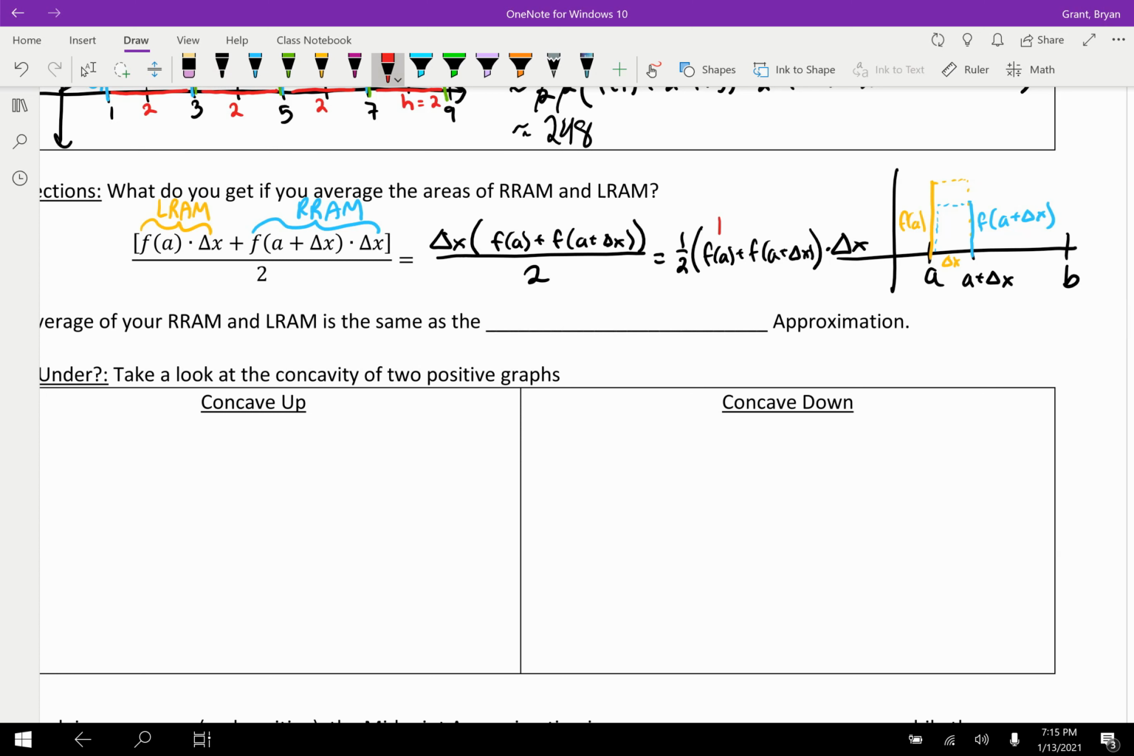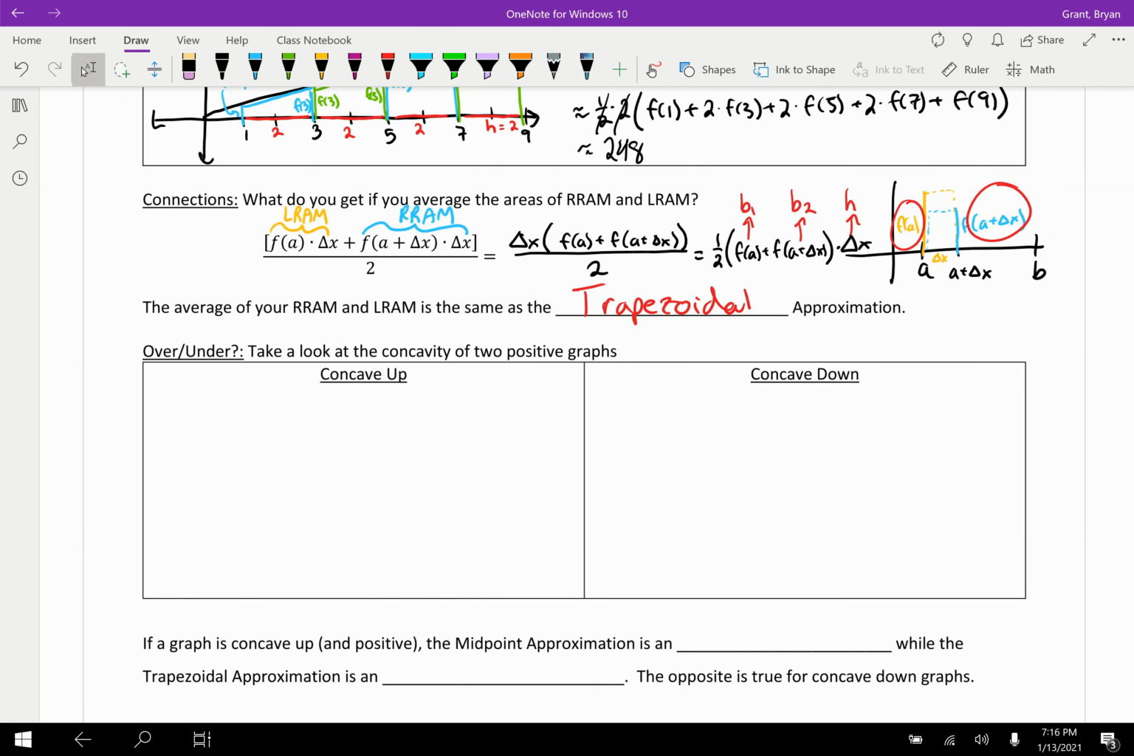Couldn't we maybe even think of this as base 1, base 2? Those 2 are parallel, base 1, base 2, and then we're multiplying by delta x, which normally is a base, but if you turn your paper sideways, isn't that a height? And in fact, if you average those 2 areas together, I think you come up with the formula for a trapezoid. And so interestingly enough, if you average the results of your right rectangular and left rectangular, instead of being the midpoint, they actually end up being the same as the trapezoidal approximation, which I think is pretty interesting.